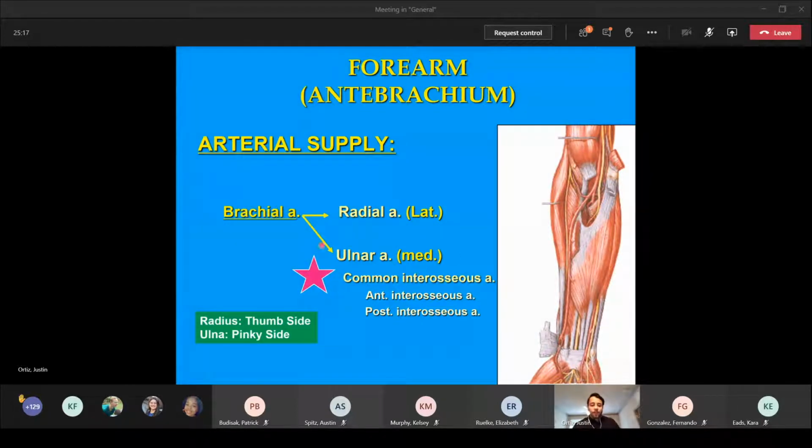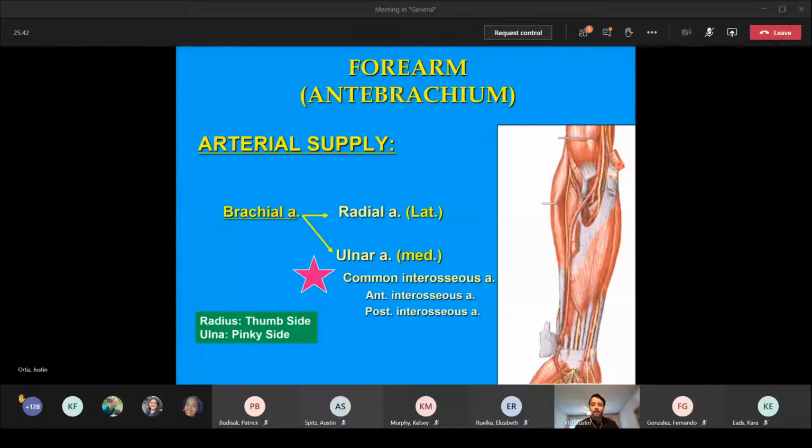But the ulnar artery, I think it's important to note that the common interosseous artery comes off the ulnar artery, not the radial artery. So that's super important to remember. Common interosseous comes off the ulnar artery, and then it's going to branch off into anterior and posterior interosseous. The reason they call it interosseous is because there's an interosseous membrane between your ulna and your radius. It's this little membrane that's connecting the ulna and radius together.